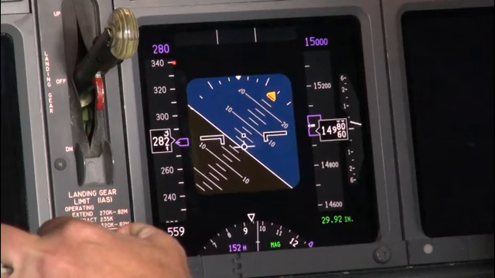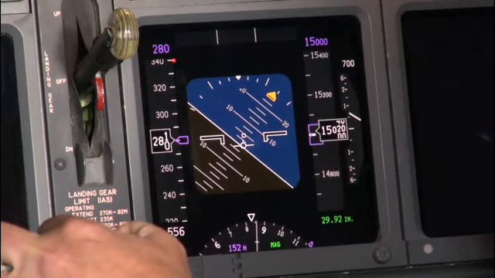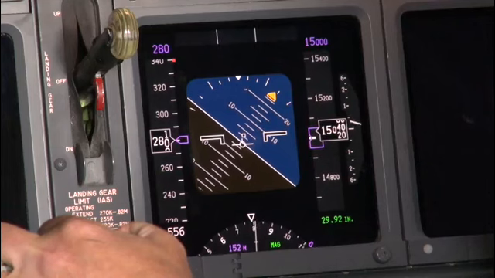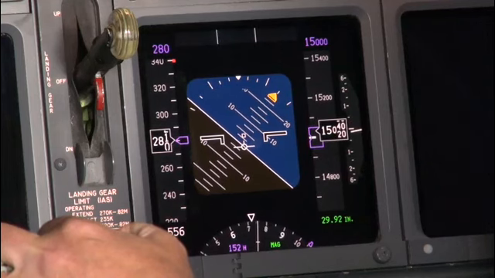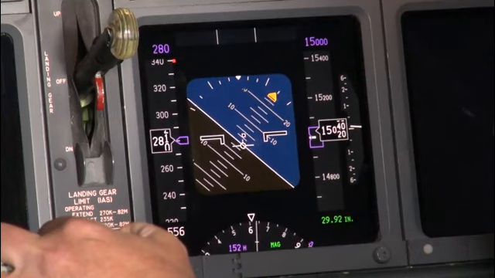So Doug, very nice. If you look at your speed tape again, do you have any limits in the high or the low speed regime there? None at all. So amazing performance capability here of the 737 at 15,000 feet. Flies really nice, doesn't it? It does, yeah. Lots of performance.